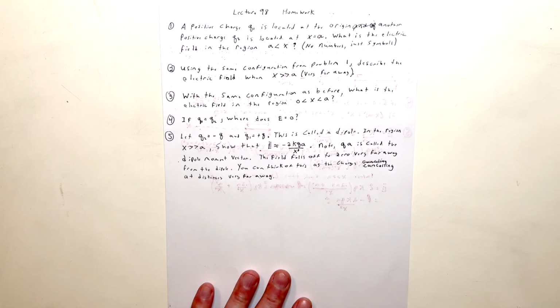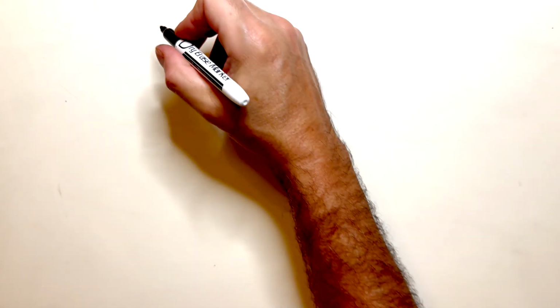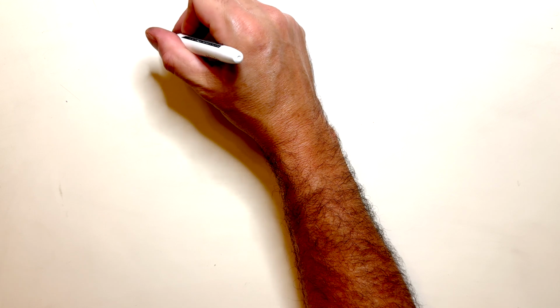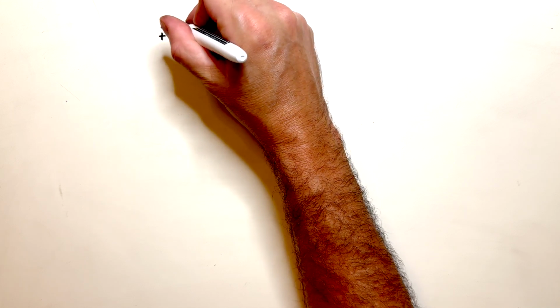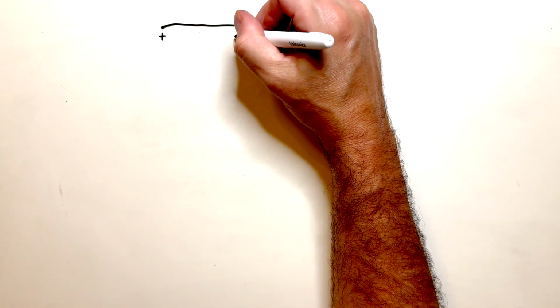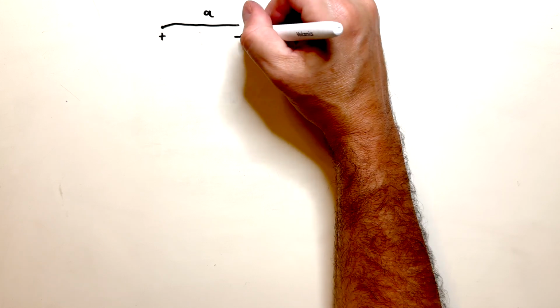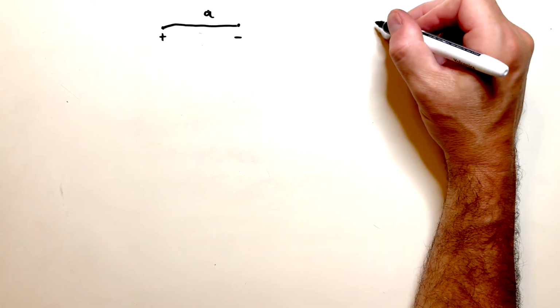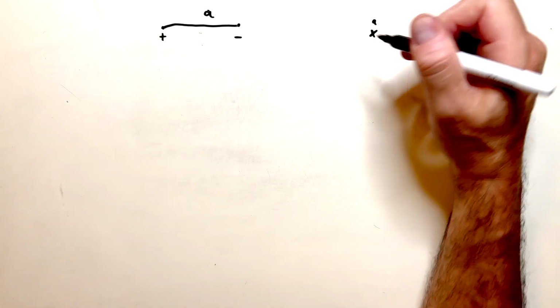So this is a tricky problem because we need to consider far away distances, but not too far away, such that the charge just cancels out. So let's set it up. We'll write a plus charge at x equals 0, and then a distance a away, we will have the minus charge like this, but we will consider some point over here at x.